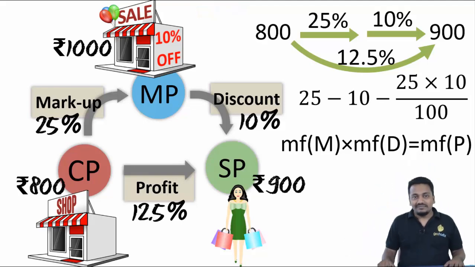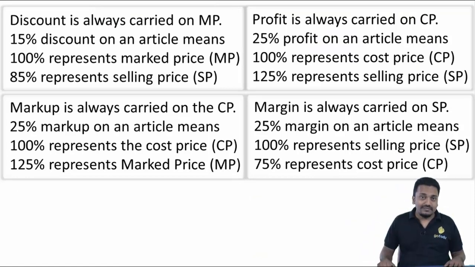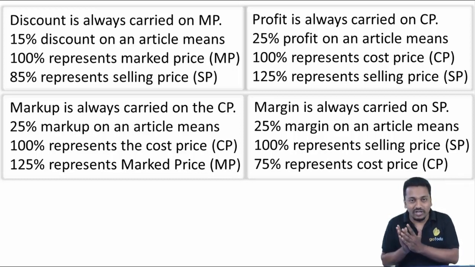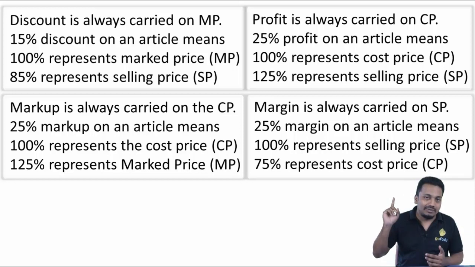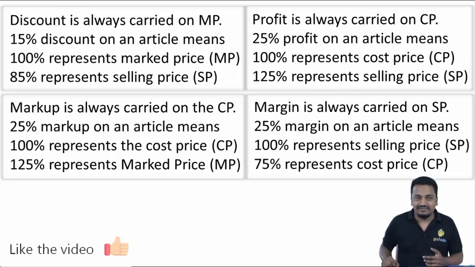One last thing, here you go. A quick revision of what we have learned till now. Pause and go through it. For those of you who prefer to solve questions by assuming cost price or selling price as rupees 100, this table is very, very useful. So this was all about markup and discount.